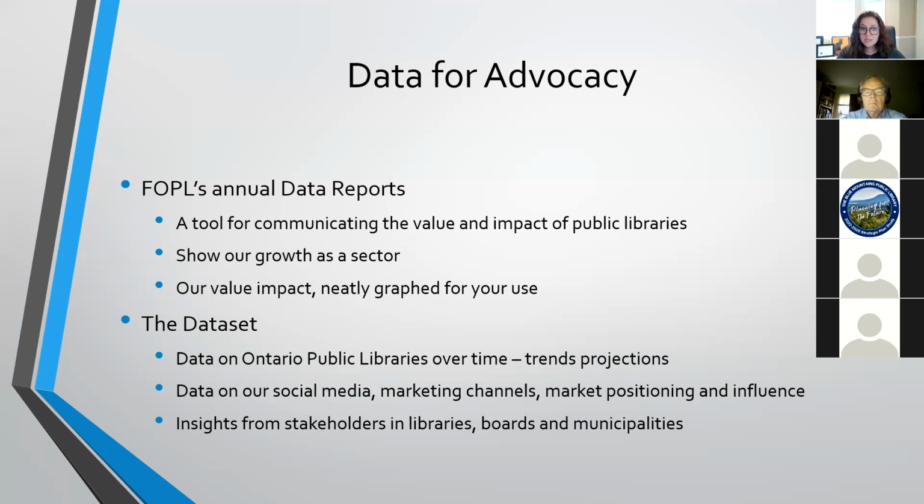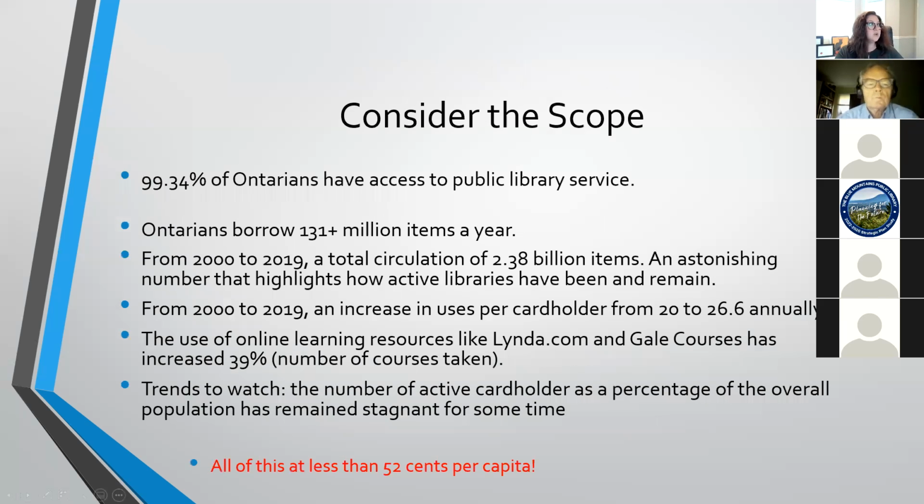The report on a whole is impressive. It shows an impressive impact of Ontario's public libraries, and we can use that to make our case. So when we consider the scope, the full provincial scope of public libraries, it's astonishing. As I adjust my glasses in a very librarian-like manner, 99.34% of Ontarians have access to public library service. So if you're looking for a point of access for your citizenship, if you're looking for a place that everyone has access to, they need not look any further than the public library.